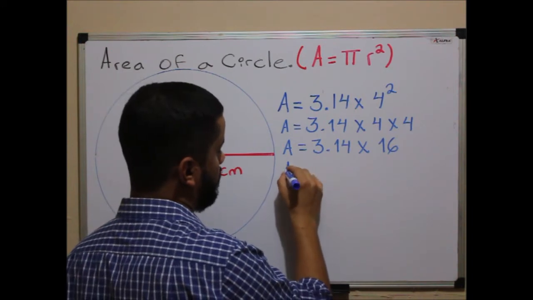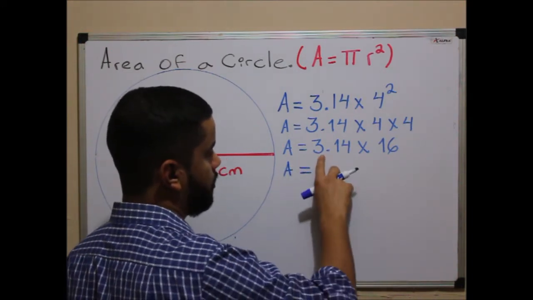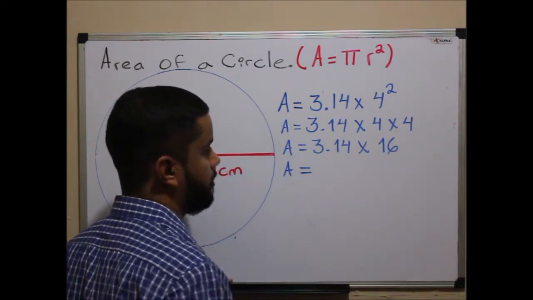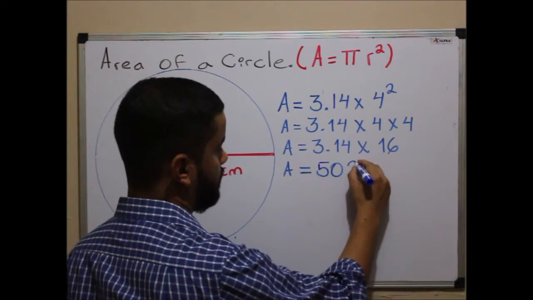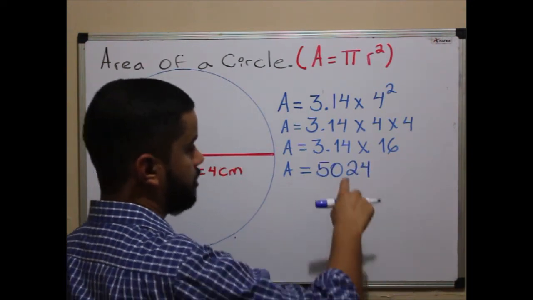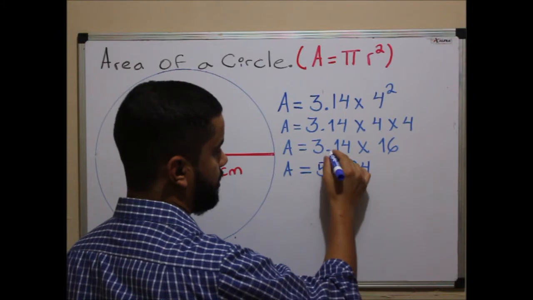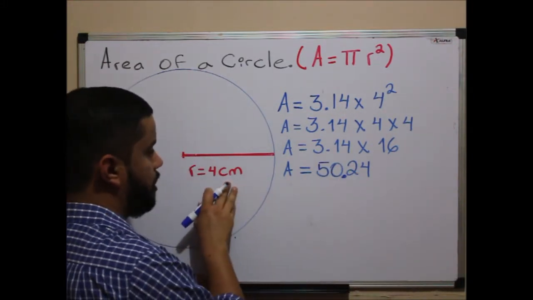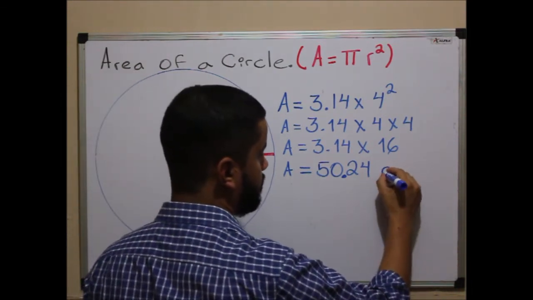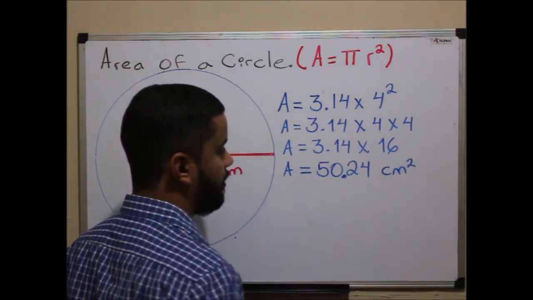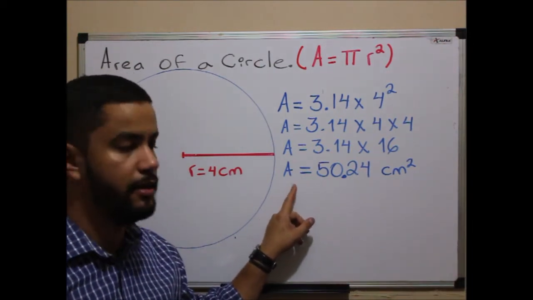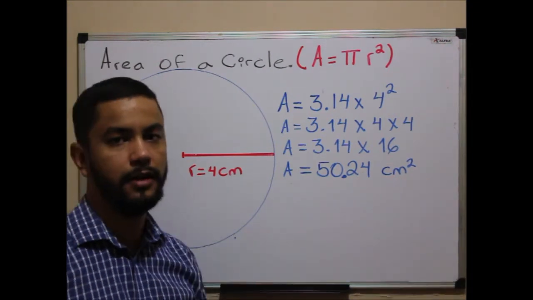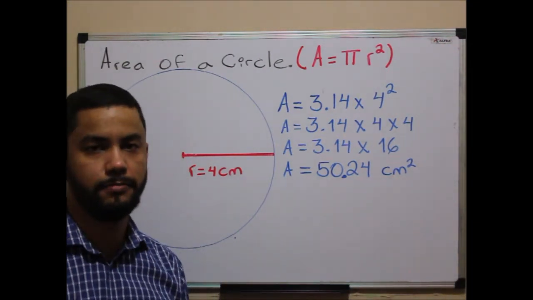Okay, the next one will be area equal, so we multiply 3.14 times 16, and that equals 50.24. We have 2 decimals, so we write the decimal point here. Our solution has the unit centimeters squared, so at the end the area is 50.24 centimeters squared. Okay, now let's go to the next example.